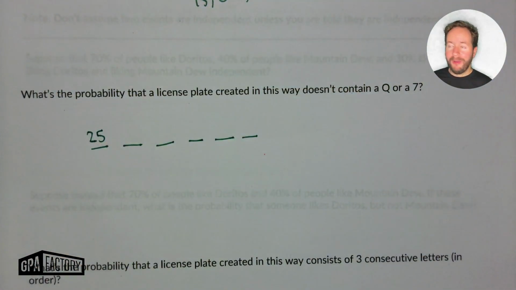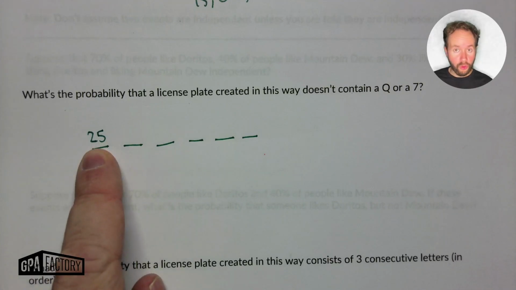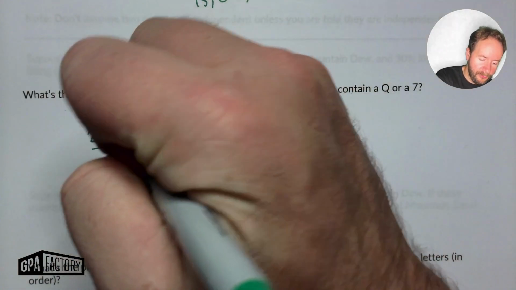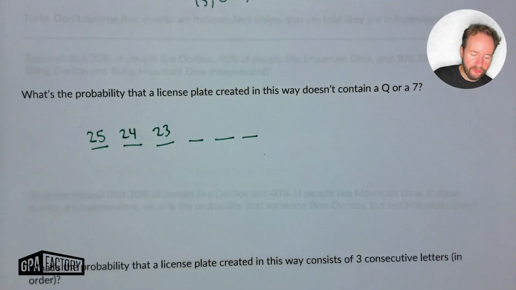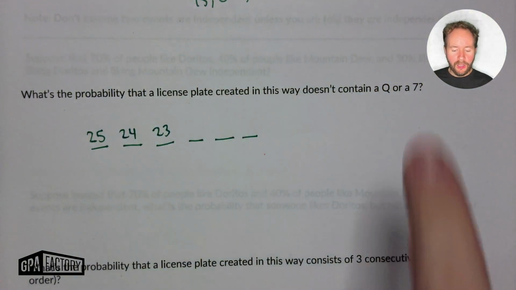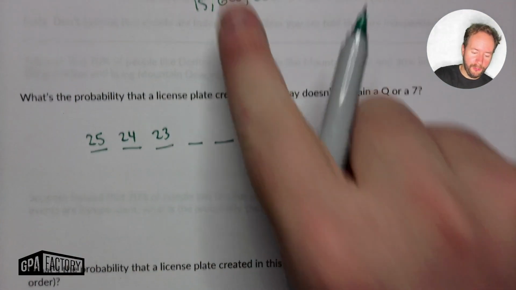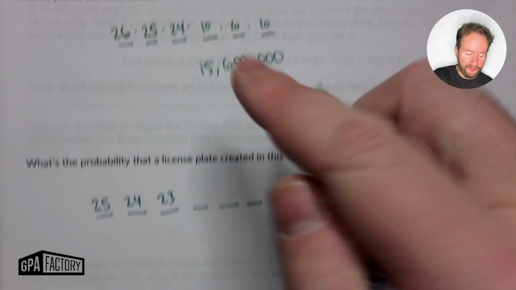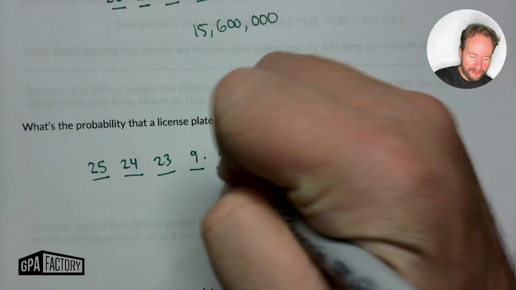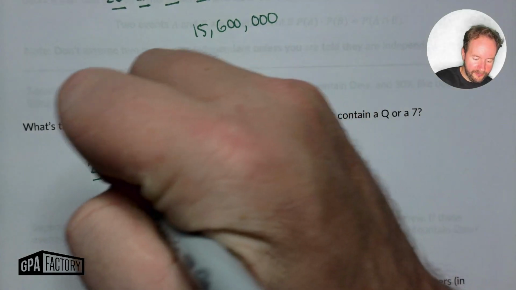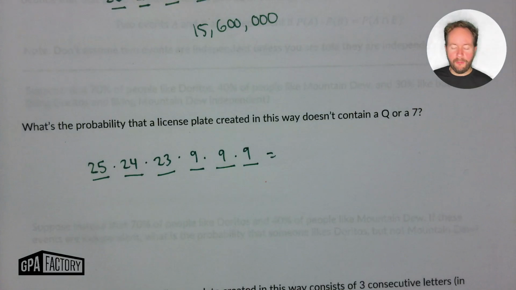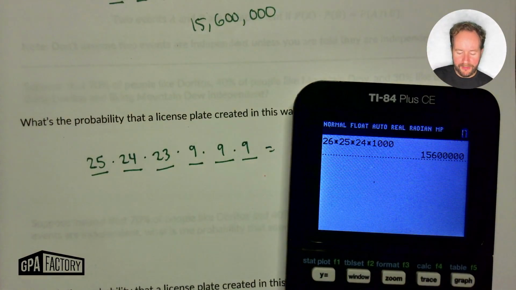So I'll put 25. Then I say, well, my next letter, again, I can't repeat letters, so my next letter can't be the first one that I picked or a Q. So now I have 24 to choose from, and similarly, I will have 23 letters to choose from as I get there. I also cannot contain a 7, so I only have 9 digits to choose from. I normally have 10, but because I can't choose a 7, I have to choose 9 digits here. And so this tells me the number of different possible license plates I can make in this way. So this is 25 times 24 times 23 times 9 times 9 times 9.